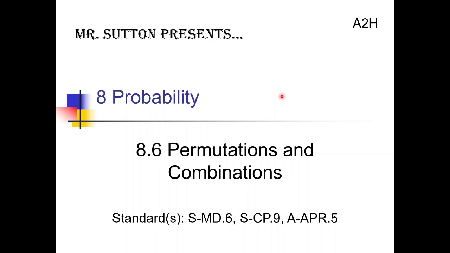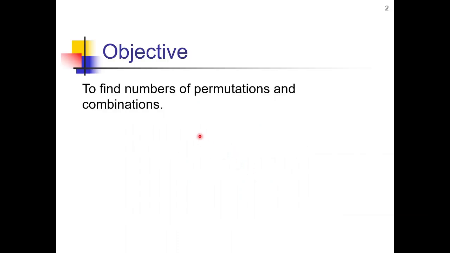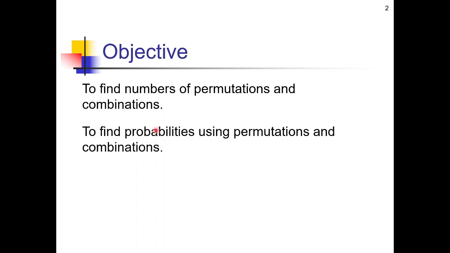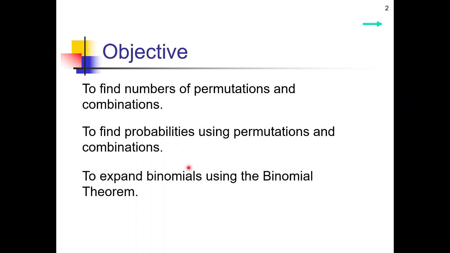Hello there, Mr. Sutton here, bringing you this Algebra 2 Honors 8-6 lesson on permutations and combinations. In this one, we will be finding numbers of permutations and combinations, and also applying those to find some probabilities. And as one last little thing, we are going to be figuring out the binomial theorem, which we can use to expand binomials. That will tie in with our concept of combinations.